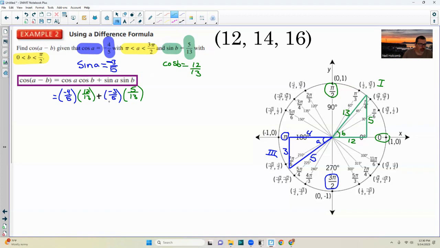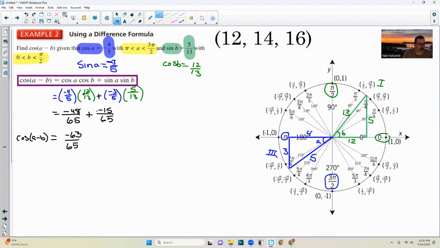So here's our substitution, and now we just simply multiply. So this is going to be negative times a positive, which is negative. 4 times 12 is 48 over 5 times 3 is 15. Carry the 1. 5 times 1 is 5 plus 1 is 6. So I get negative 48 over 65 plus negative 3 times a positive 5 is negative 15 over that same 65. When you have a fraction with the same denominator, you can add or subtract them. Negative 48 plus a negative 15 is a negative 63. So the cosine of A minus B equals negative 63 over 65.